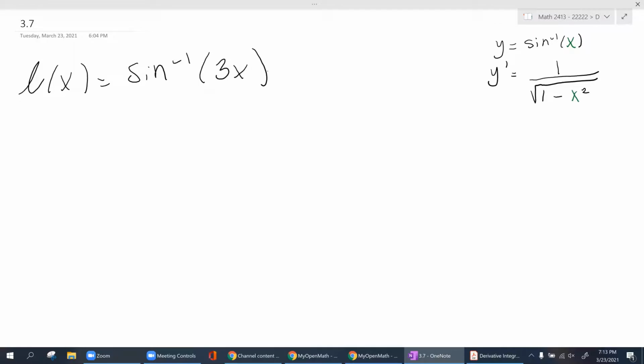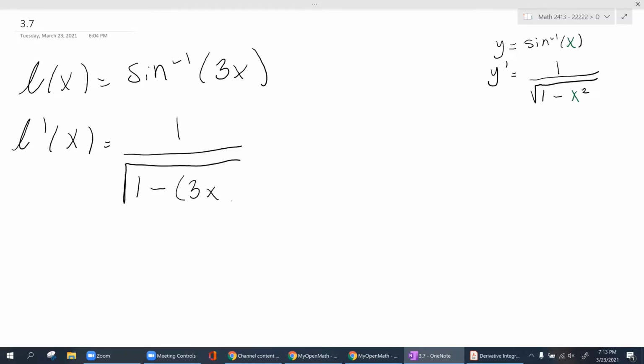Following the formula, L prime is going to be 1 over the square root of 1 minus everything on the inside. As a force of habit, make sure you put it in parentheses and then squared, everything on the inside. And remember, we're not stopping here yet. We're still applying the chain rule, times the derivative of the inside. The derivative of this is going to be 3.